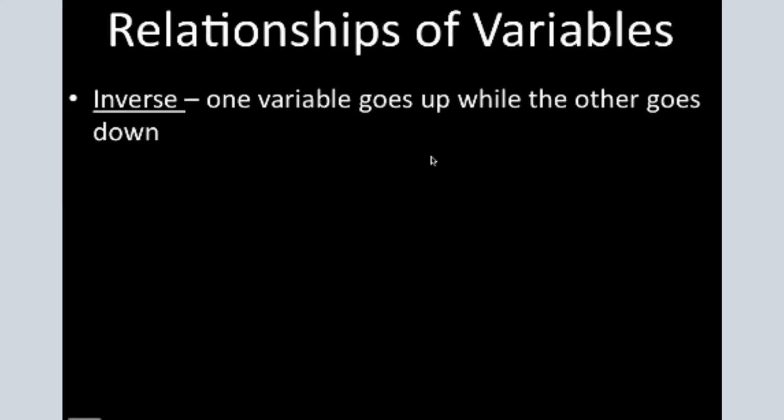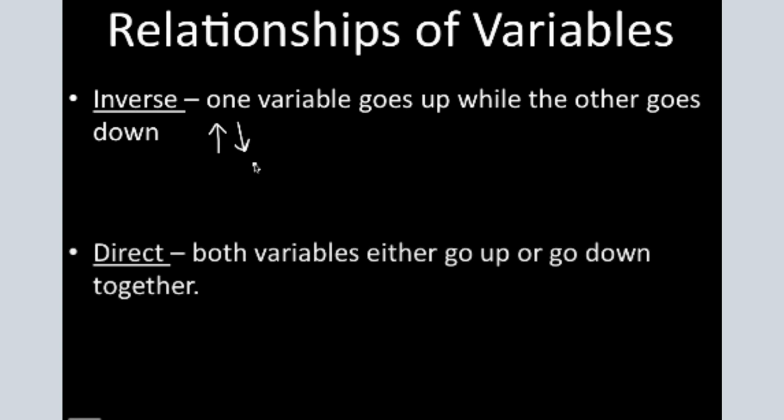Let's take a look at relationships of variables. I'm going to introduce 2 new words here. The first one is going to be inverse. And what that says is as the value of one variable goes up, the value of the other variable goes down. And when we take a look at that, they're completely opposite. No matter what the variables are, as one goes up, the other one goes down.